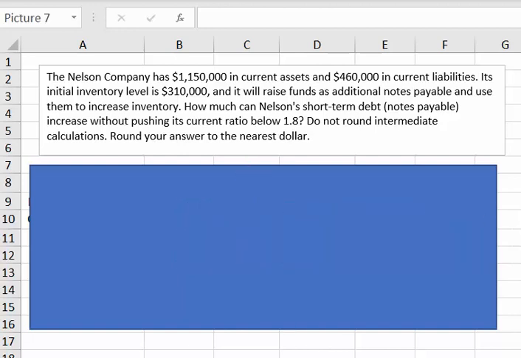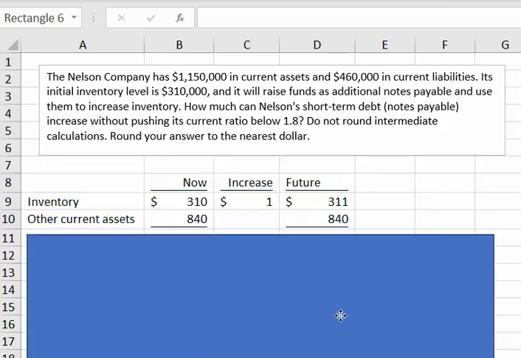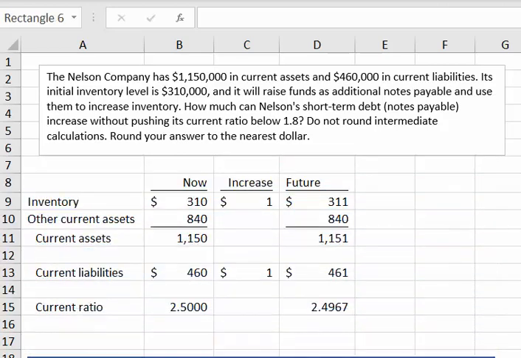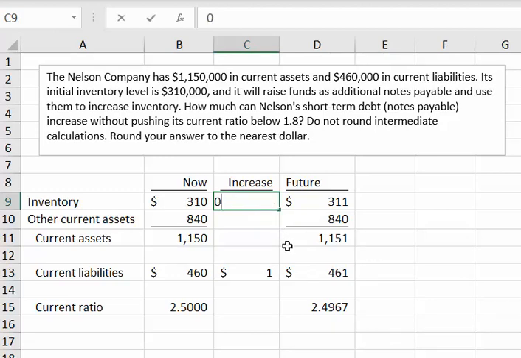Let me move this out of the way. And I'll show you how you could do this really with trial and error. Trial and error. Yeah, that's the right expression, right? Using Excel. Okay, so let's put a 0 here, let's say. Okay, so now we have 310 in inventory. They give us that number, even though we don't really need to know what that is, I think.